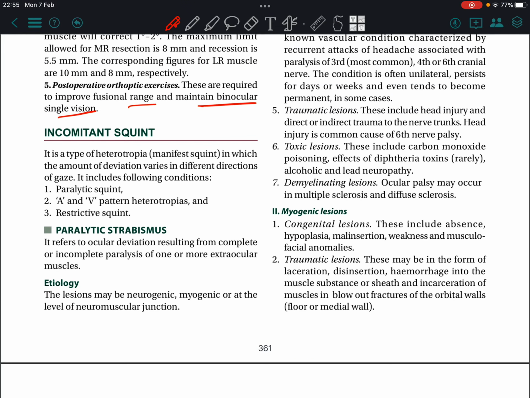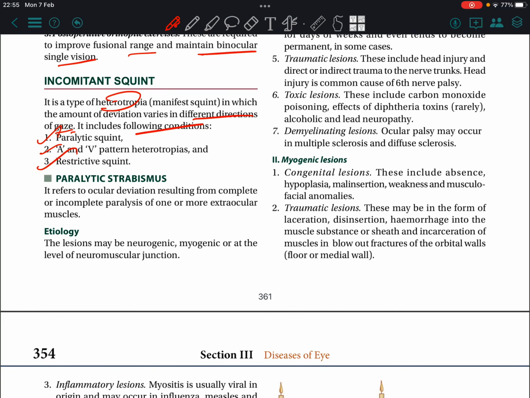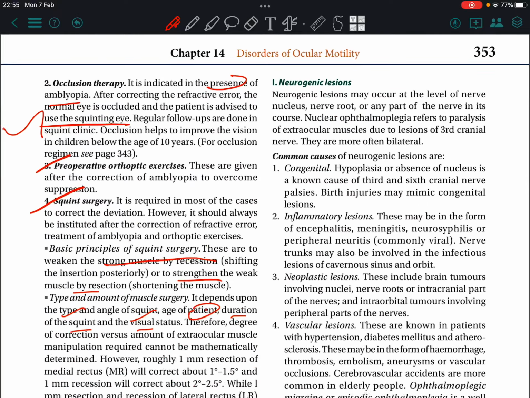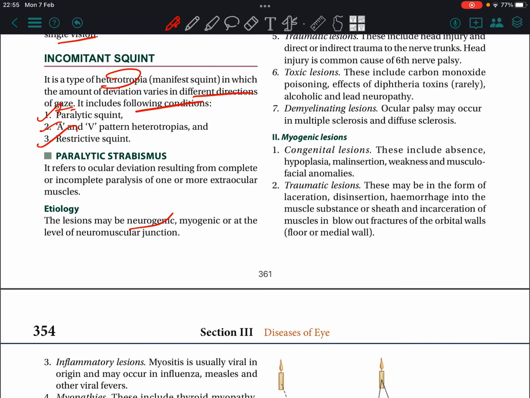Incomitant squint is a type of heterotropia in which the amount of deviation varies in different directions of gaze. It includes the following: paretic squint, A and V pattern heterotropias, restrictive squint. Paralytic strabismus. Etiology: the lesion may be neurogenic, myogenic or at the level of the neuromuscular junction.